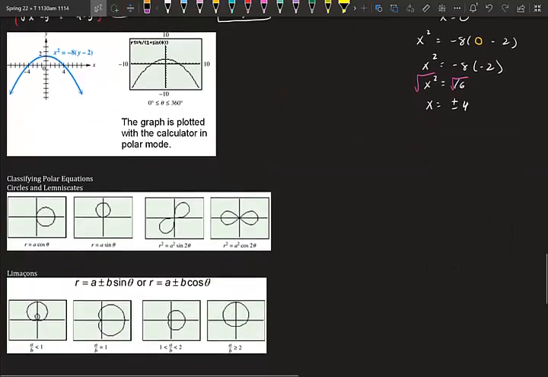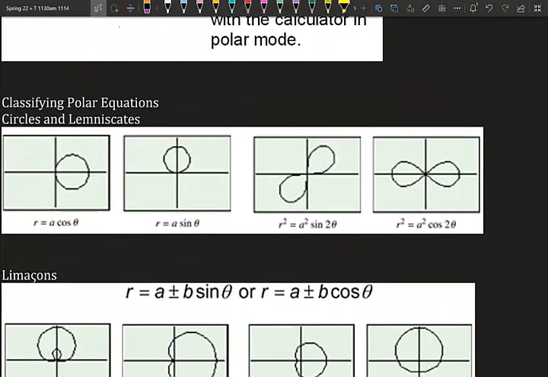Alright, some terminology stuff. So classifying polar equations, you have circles and lemniscates. So circles are r equals a cosine theta, r equals a sine theta. This is what they would look like. If it were negative, it would just be to the left. If it was negative, it would just be on the bottom. r squared equals a squared sine 2 theta. r squared equals a squared cosine 2 theta.